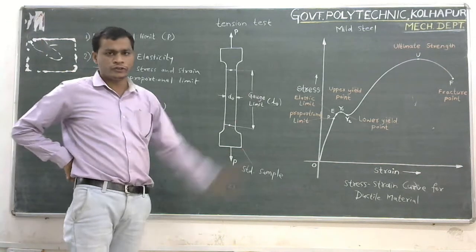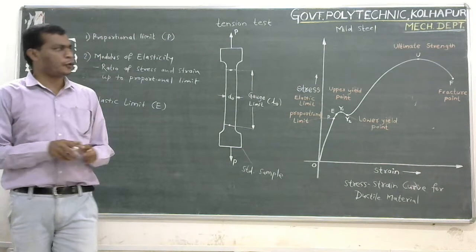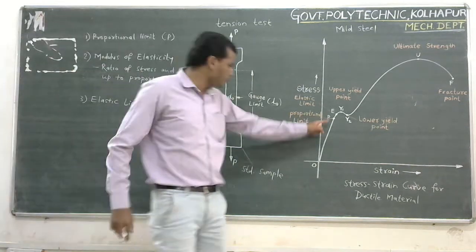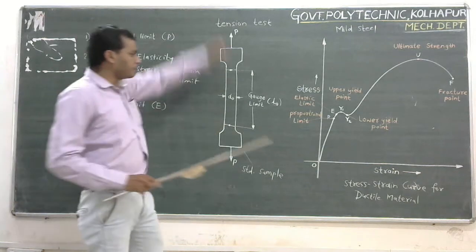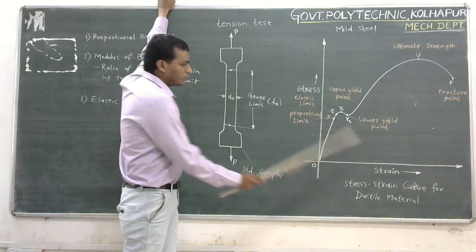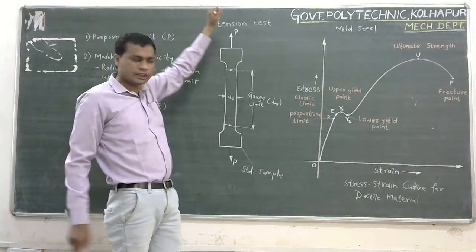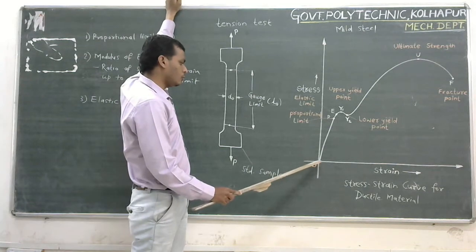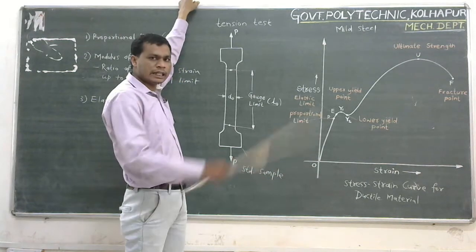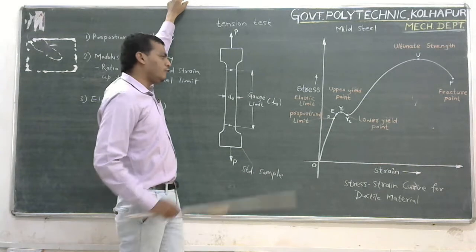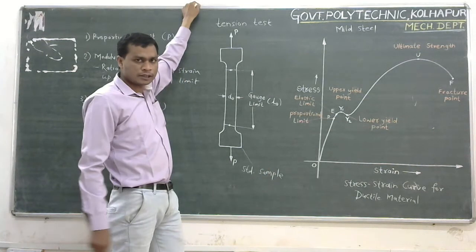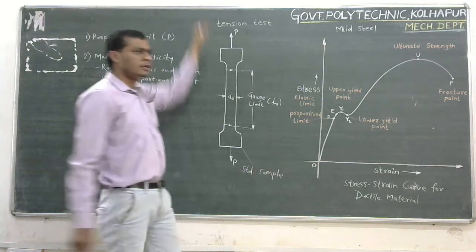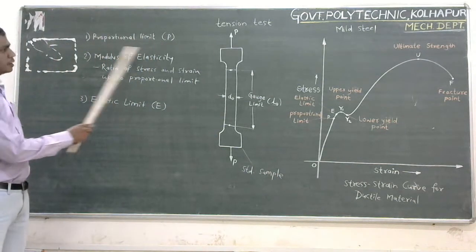All the points on this curve. So first point is point P. Up to the point P, you can see that this relationship between stress and strain is a linear relation, because this line O to P is a straight line. And after point P, this line deviates from this straight path. So point P is the proportional limit.